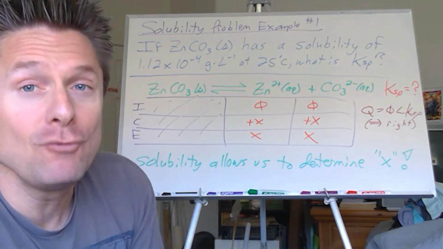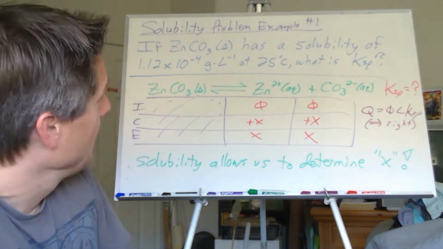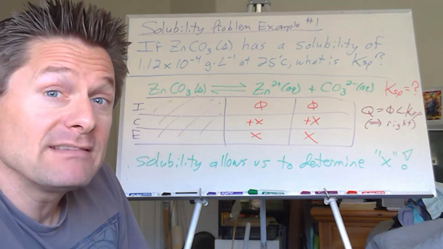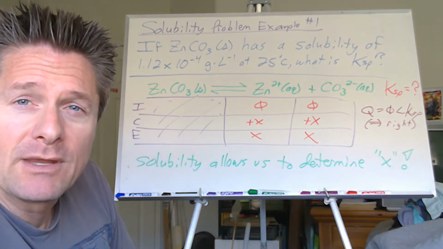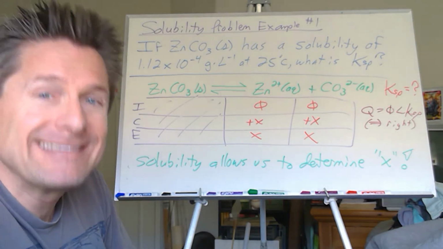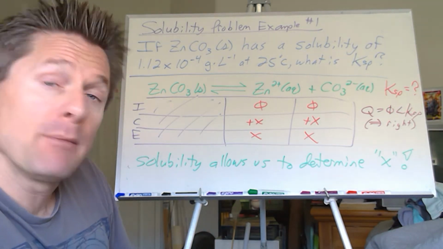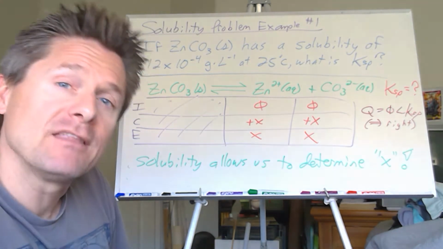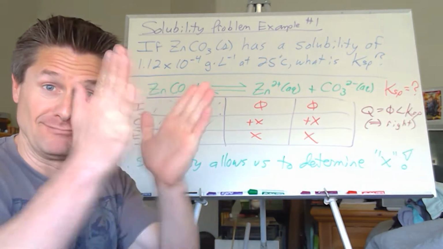I obviously have no room left on my board, so I want you to pause it, and I will pause it myself and erase this board. But take the solubility in grams of zinc carbonate per liter of solution, convert that to moles of zinc ion per liter of solution. That's x. Set up your equilibrium expression, plug in the value of x. You've got your Ksp, man. Have fun. Do it, do it, do it.